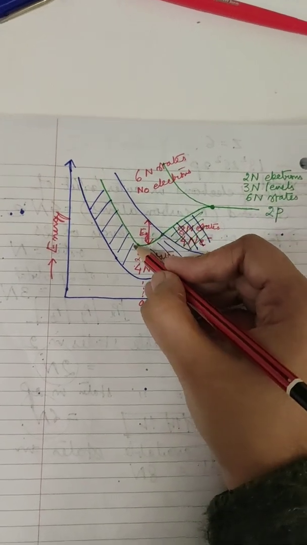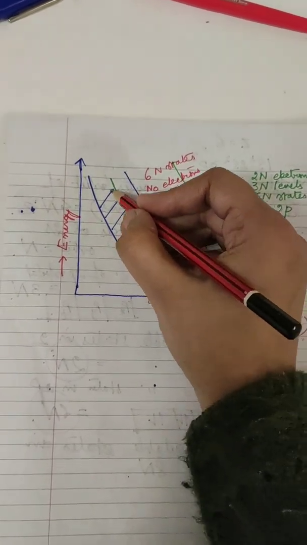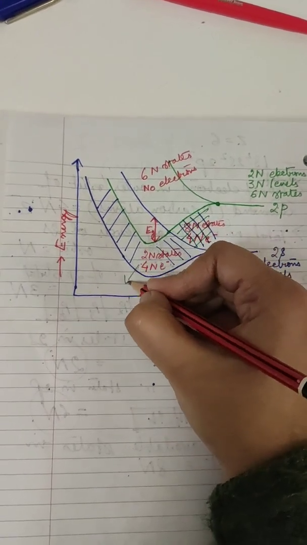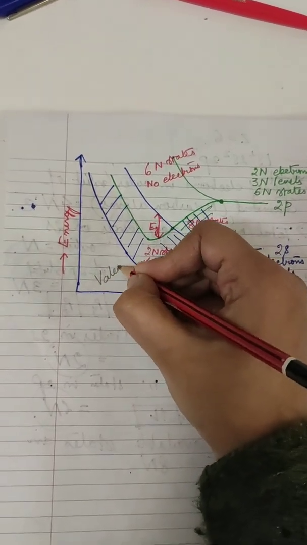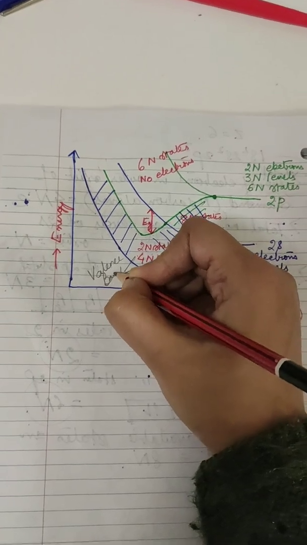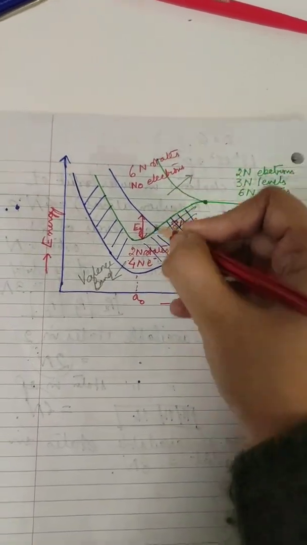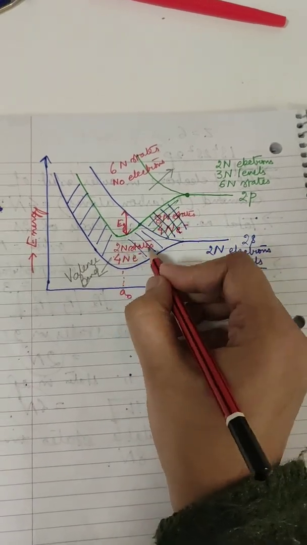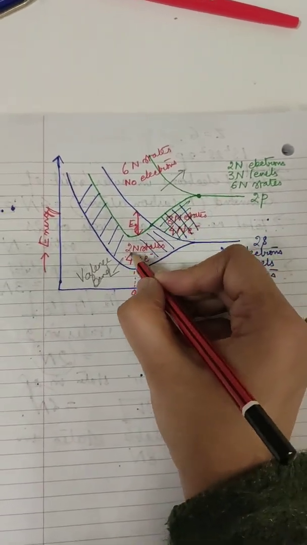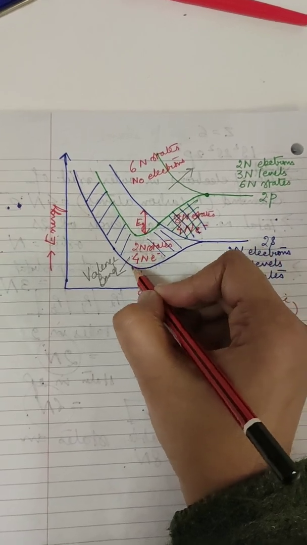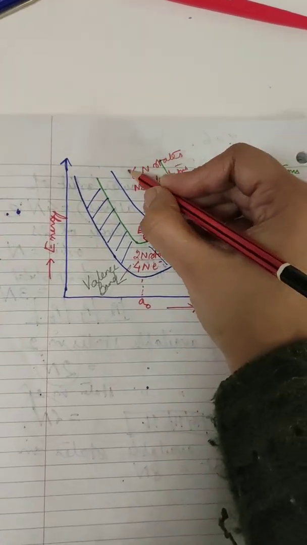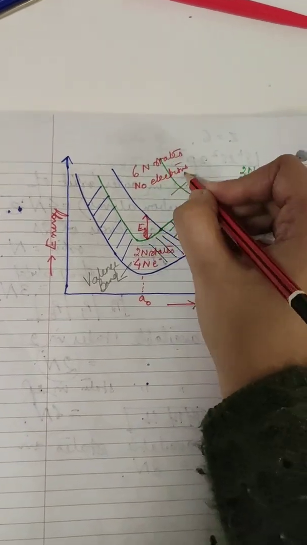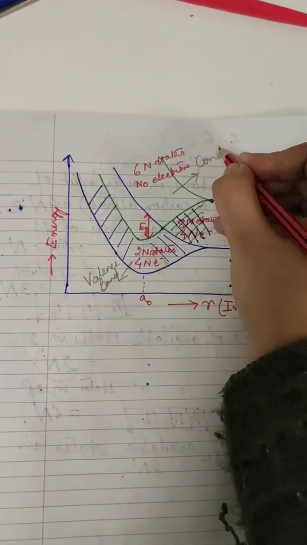Okay, so this energy band which is completely filled is called the valence band. This band consists of 2n states, that is the 2s orbital, and all the 4n electrons have come to this lower energy band. This 2p band consists of 6n states and no electrons. It's called the conduction band.